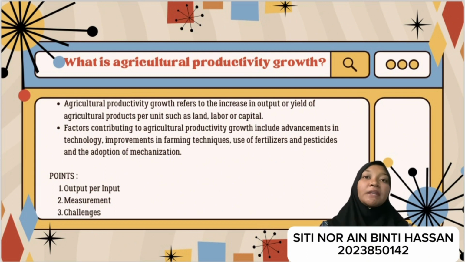So there are many points in agriculture productivity growth, which is output per input, measurement, and challenge, and anything.